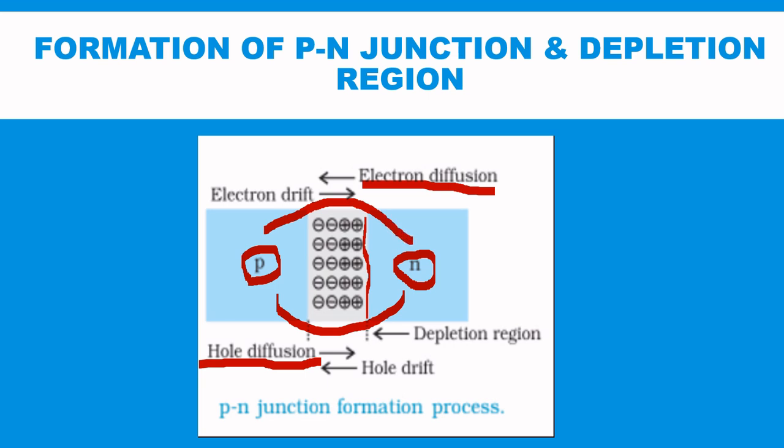Suppose case number 2, holes diffuse from P side to the N side. This diffusion will leave the ionized acceptor, that is negative charge, on the P side. As more and more holes start diffusing to the N side, a layer of negative charge on the P side of the junction is formed. Since the diffusion of electrons and holes across the junction depletes the region of its free charges, these space charge regions together are called the depletion region.